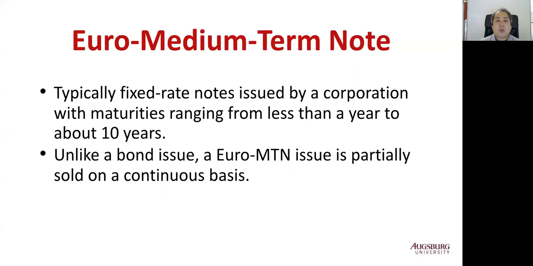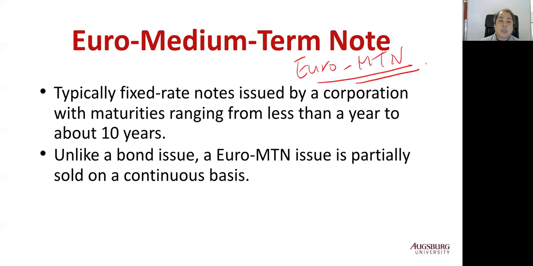The second one is called the Euro medium term notes. These are typically fixed rate notes. Usually the maturity is from less than a year to about 10 years. So it's not very long term, it's medium term. That's why we call it medium term notes, usually Euro MTN.